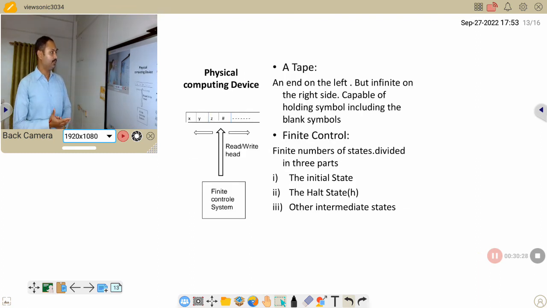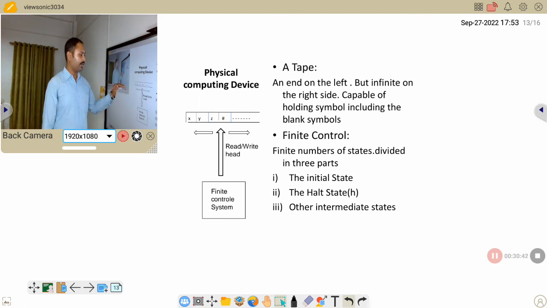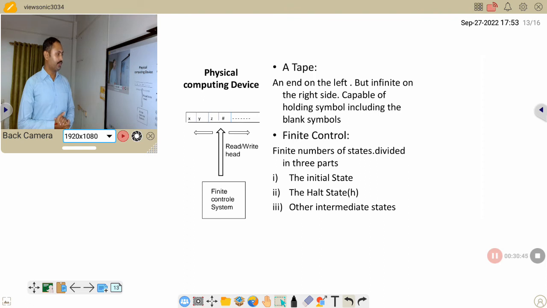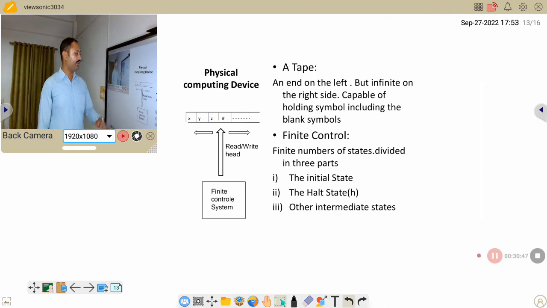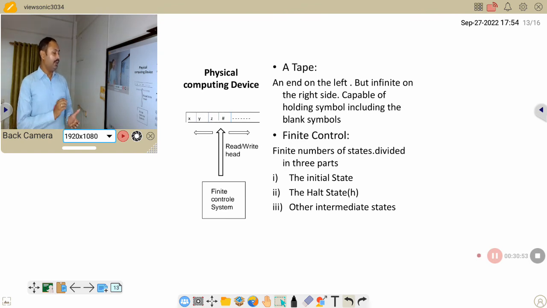So this is the physical diagram of a Turing machine. It has a tape and a finite control. The tape has a special functionality: it is divided into a number of cells and each and every cell can contain a symbol. And this tape can contain a blank symbol also. So this is a special feature of the Turing machine. Here the tape can contain blank symbols also.